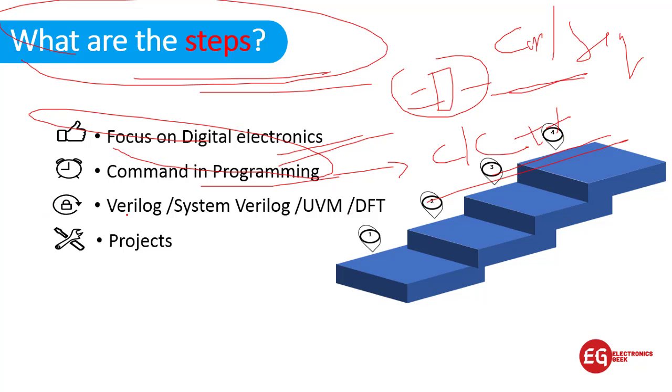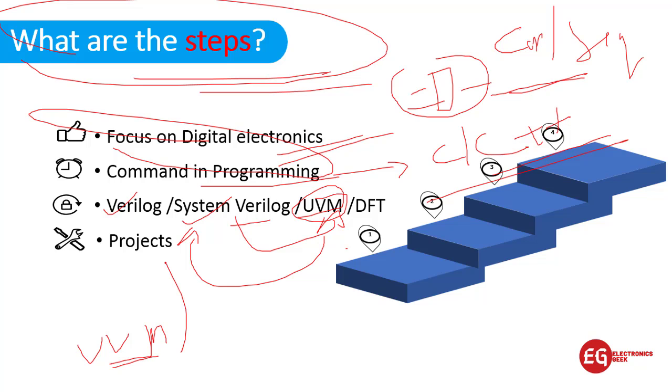What do you have to learn if you want to be a front-end engineer? Verilog. After getting command of Verilog, you have to go for SystemVerilog, for the verification engineer. After SystemVerilog, you have to go for UVM. UVM is the advanced version of SystemVerilog. It is not a language, it is a methodology. That's why it is called Universal Verification Methodology. After completing all these things, you have to make as many projects as you can. These are the steps you should follow to be a good VLSI engineer.